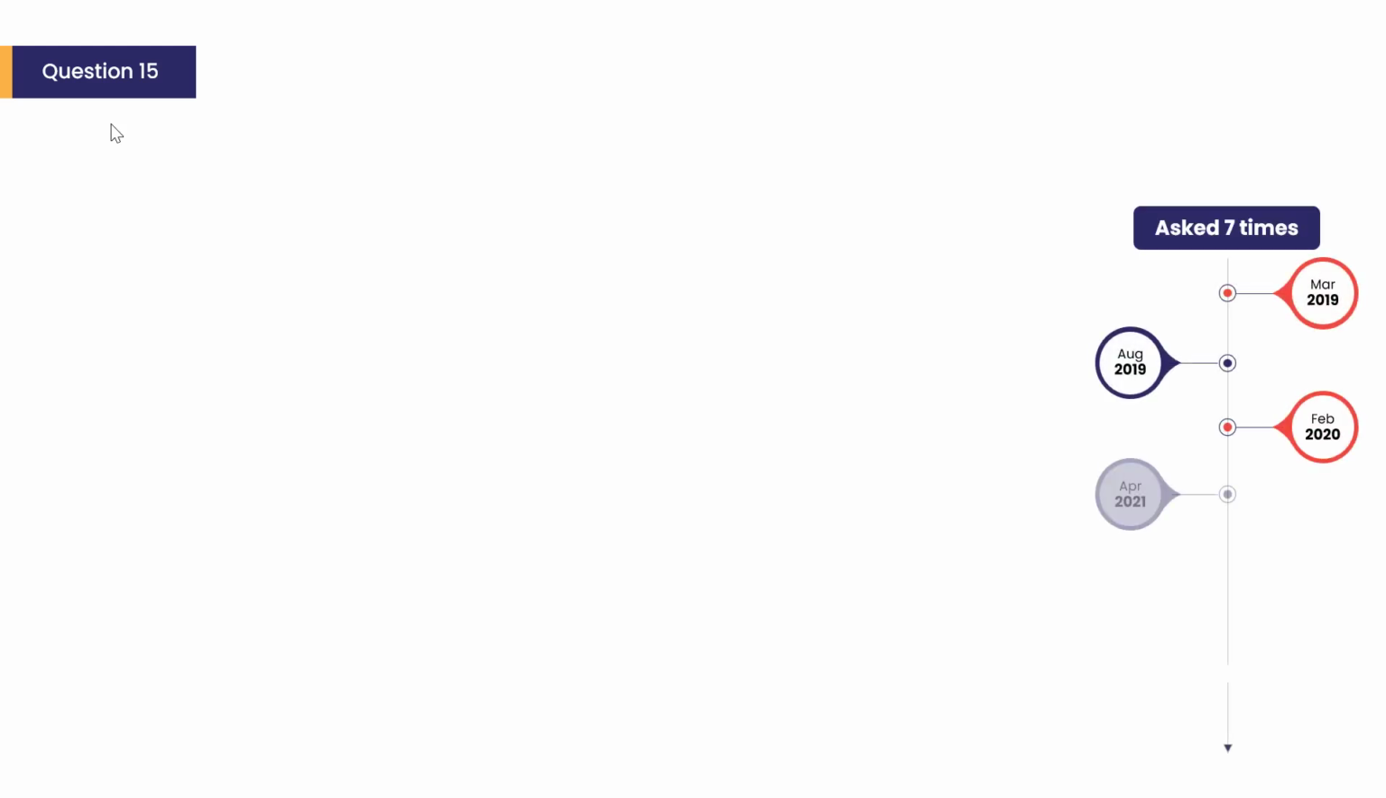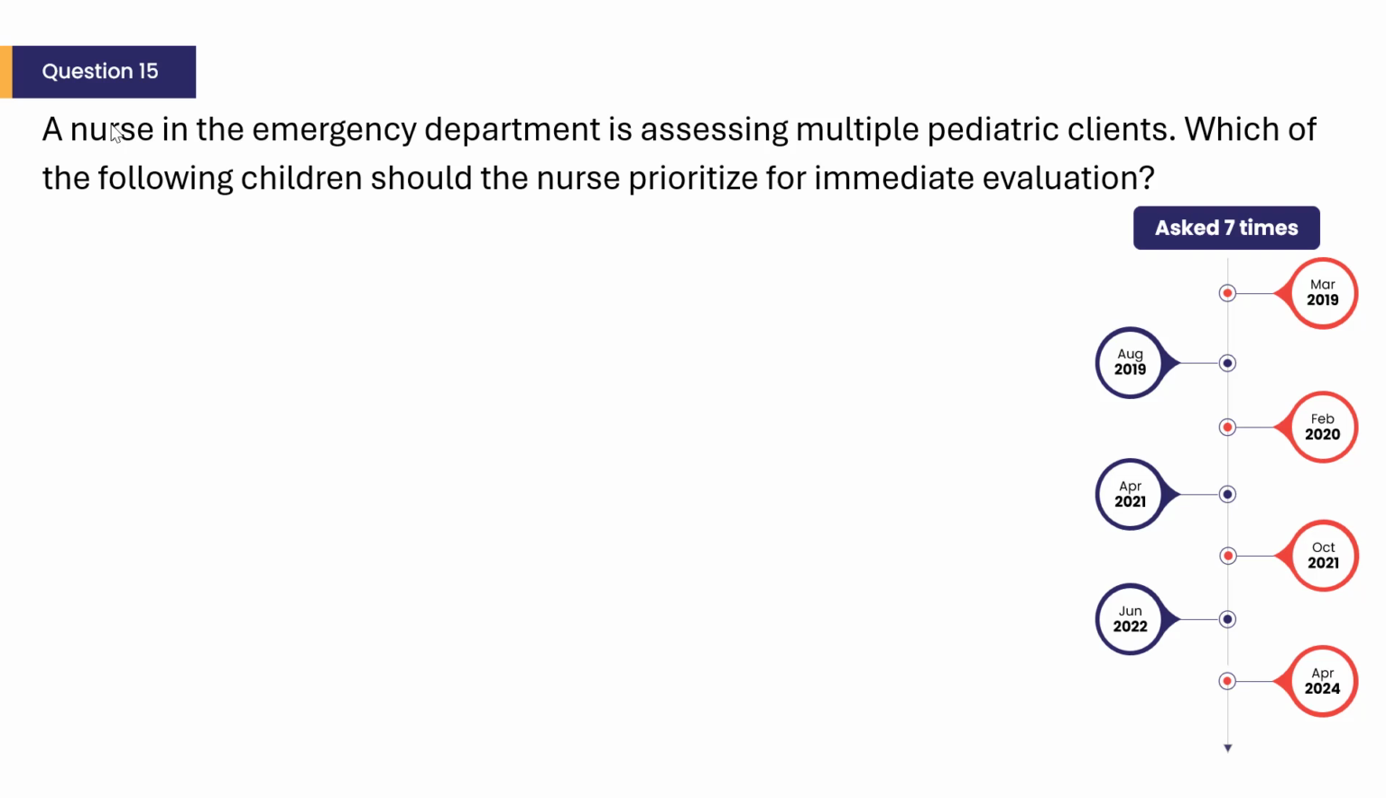Let's move to the next question. This prioritization in pediatric care question has been asked 7 times in the last 5 years, making it essential to review airway emergencies. A nurse in the emergency department is assessing multiple pediatric clients. Which of the following children should the nurse prioritize for immediate evaluation?